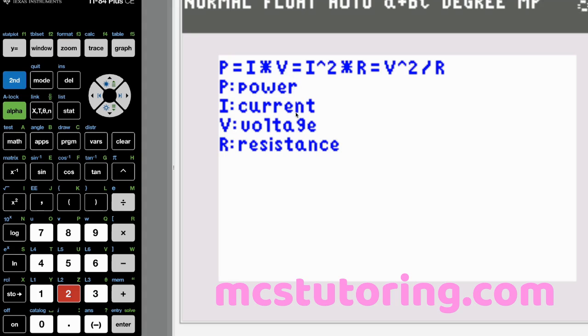And I is current, V is voltage, and R is resistance. That's pretty awesome because everybody's like, oh, all you have to do is memorize 1. Wrong, you have to memorize 3.